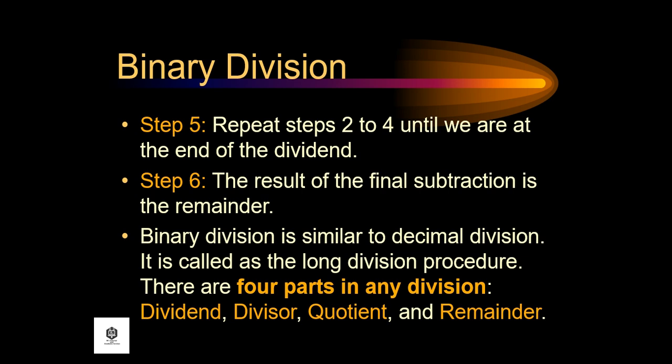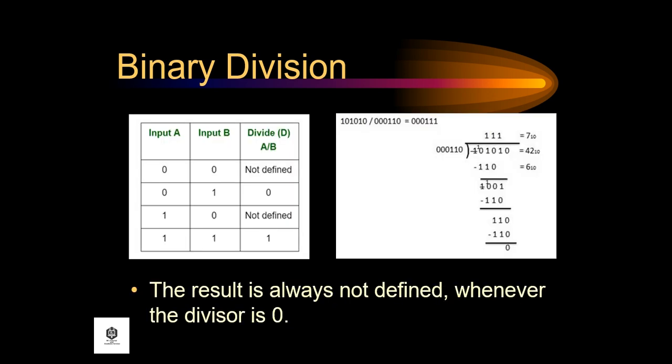Binary division is similar to decimal division. It is called the long division procedure. There are 4 parts in any division: dividend, divisor, quotient, and remainder. The result is always not defined whenever the divisor is 0. So for example, 0 divided by 0 is not defined.